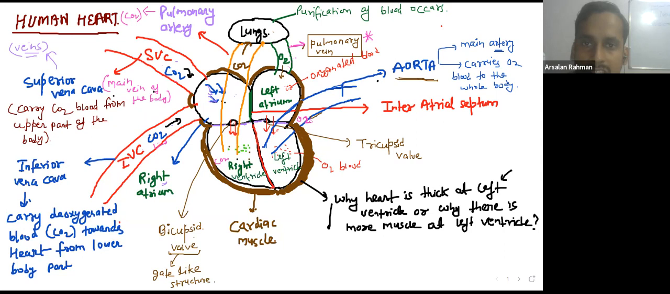There is a correction here. Here I have told you that between the right atrium and right ventricle there is a valve which is called bicuspid, and between the left atrium and left ventricle a valve which is called tricuspid. I wrote it the wrong way around. The left one is called bicuspid, and this one is called tricuspid.